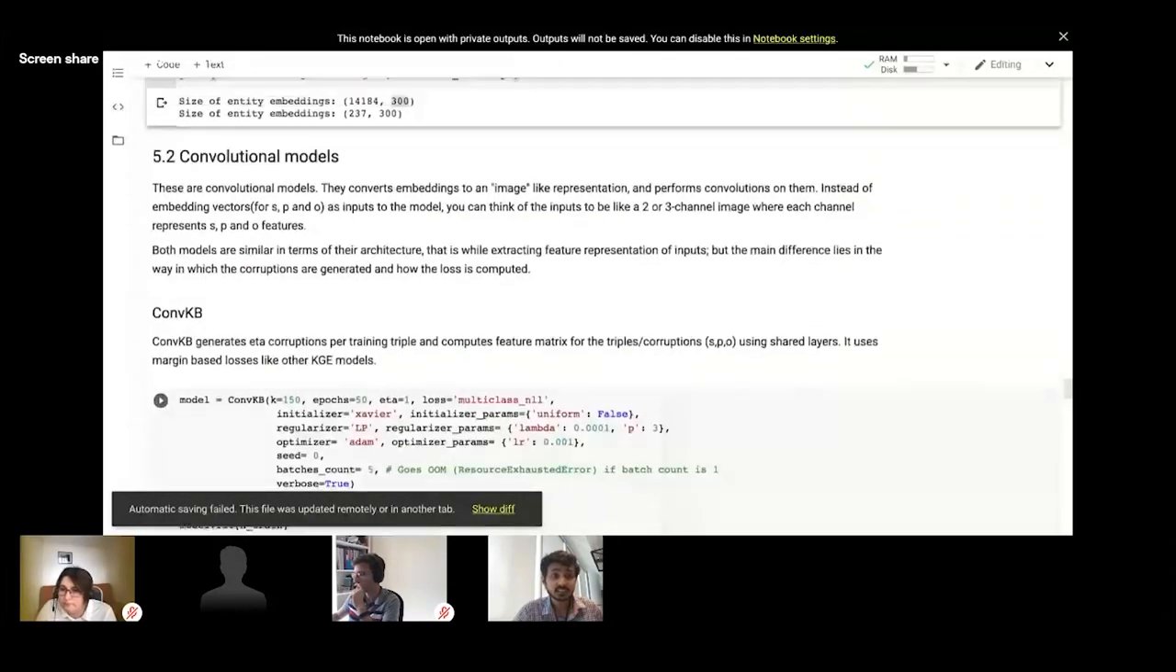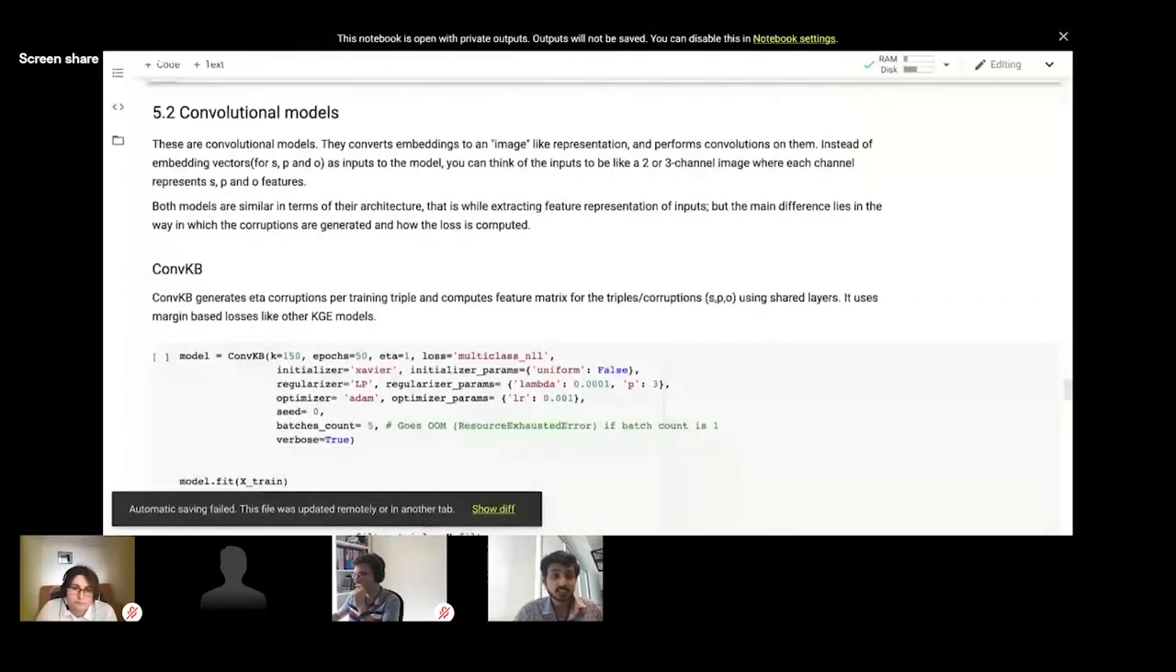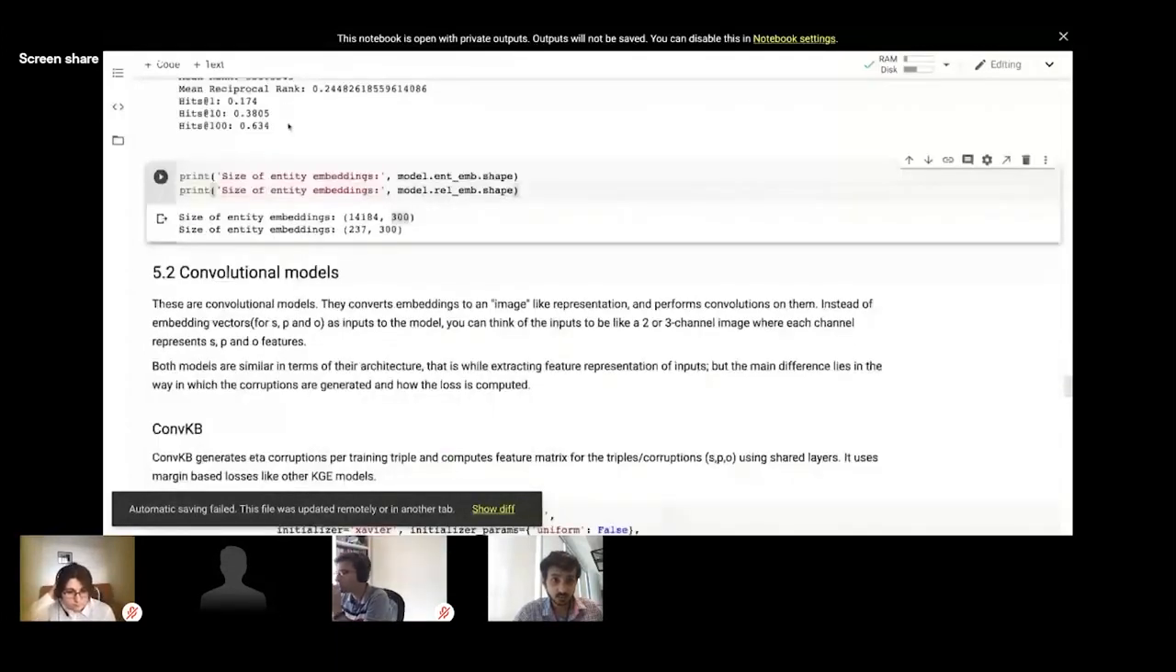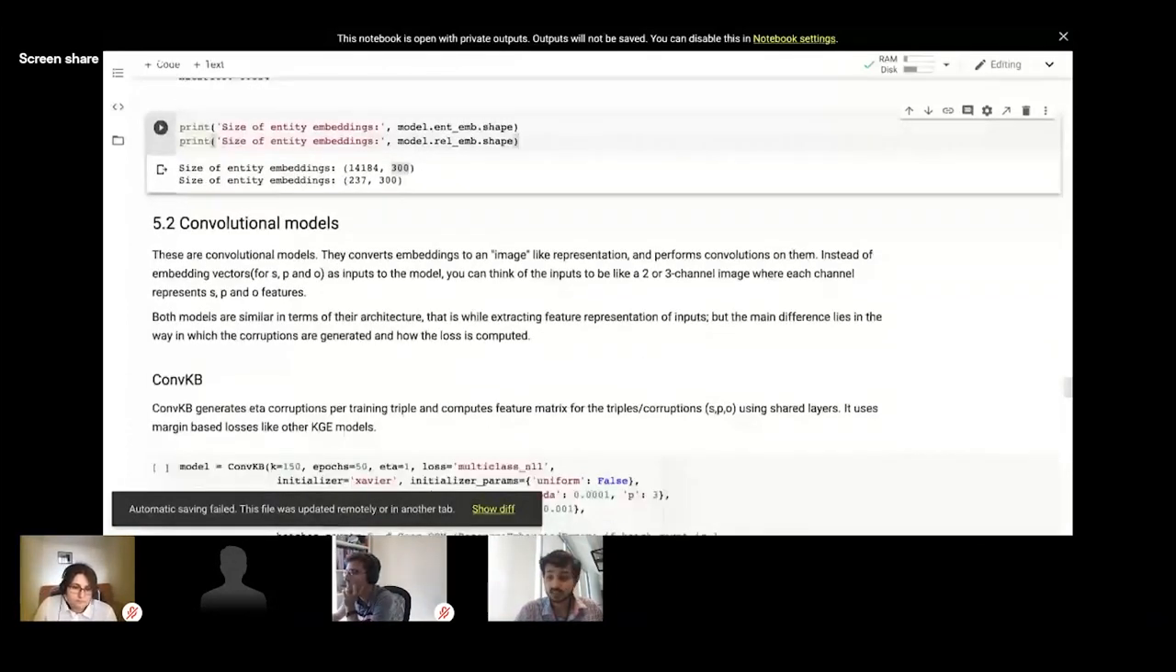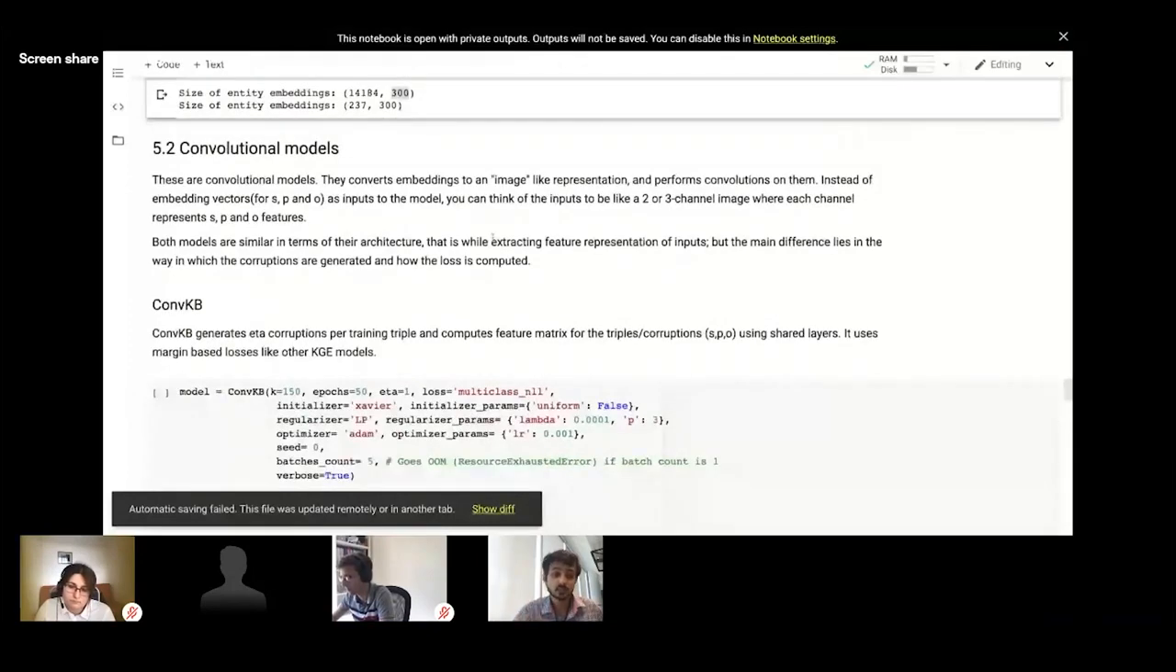So in the next section, let's look at convolutional models. You have two types, ConvKB and ConvE. The difference between the three models that we saw earlier, TransE, DistMult, and ComplEx, and convolutional models is the way in which they look at the inputs. ConvE and ConvKB convert the embeddings to image-like representations, and that is the input to the model. Whereas for TransE, DistMult, and ComplEx, the inputs are vectors.